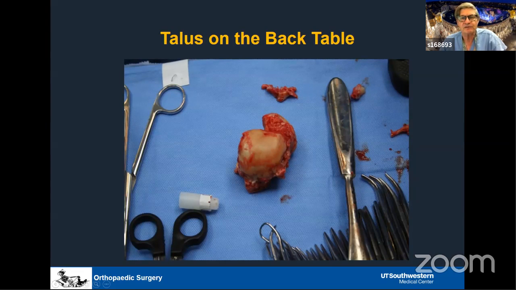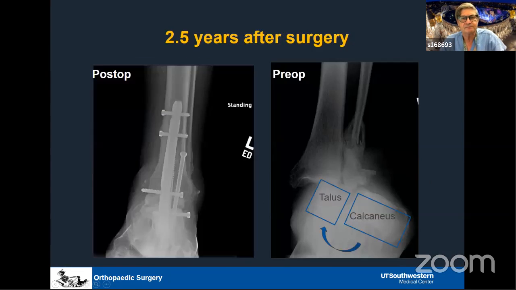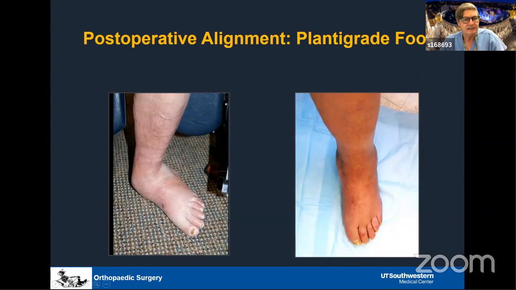This is a picture of his talus on the back table. I actually reimplanted the talus at that time. I used it as an acute autogenous graft and inserted a short nail, and also supplemented that with additional screws, as you can see. And so here he is, preoperatively and postoperatively.